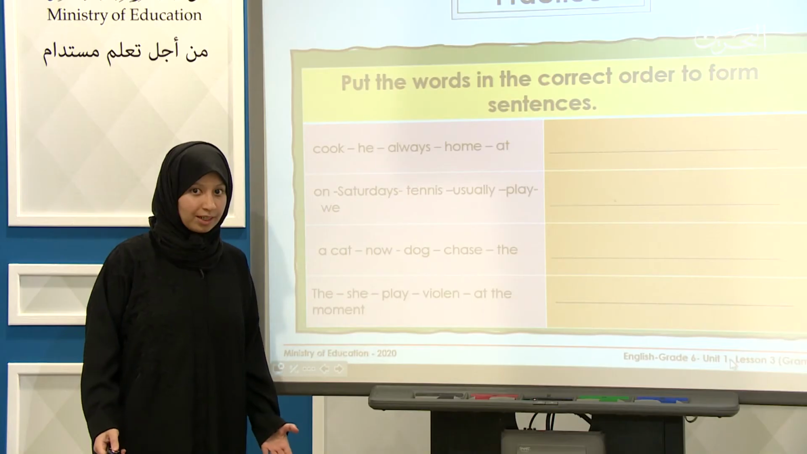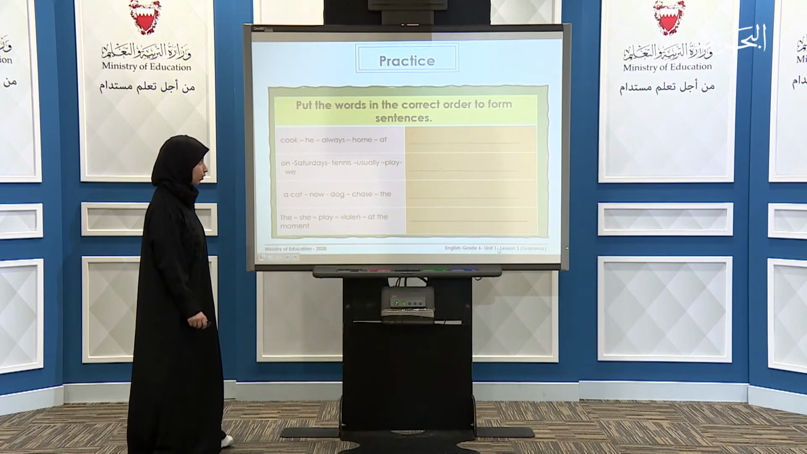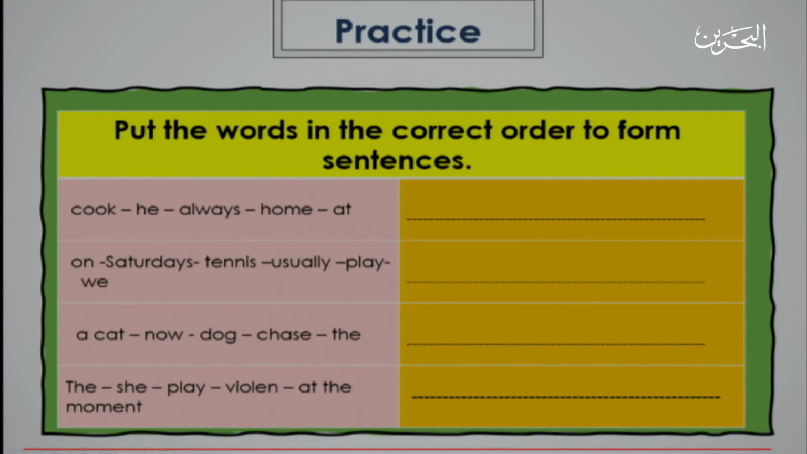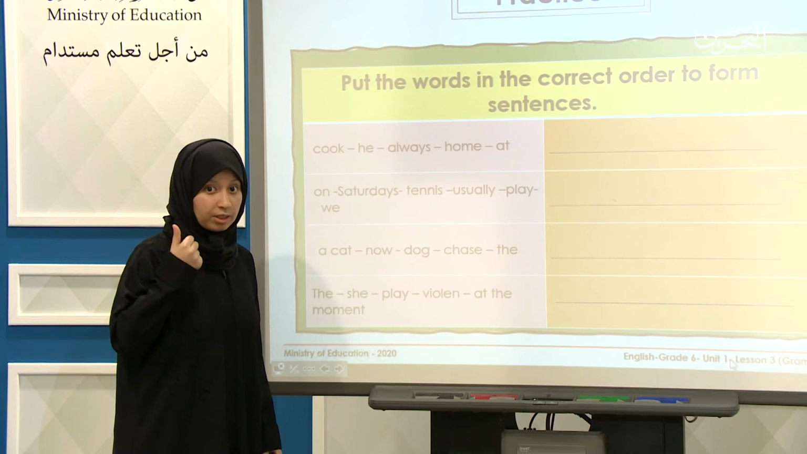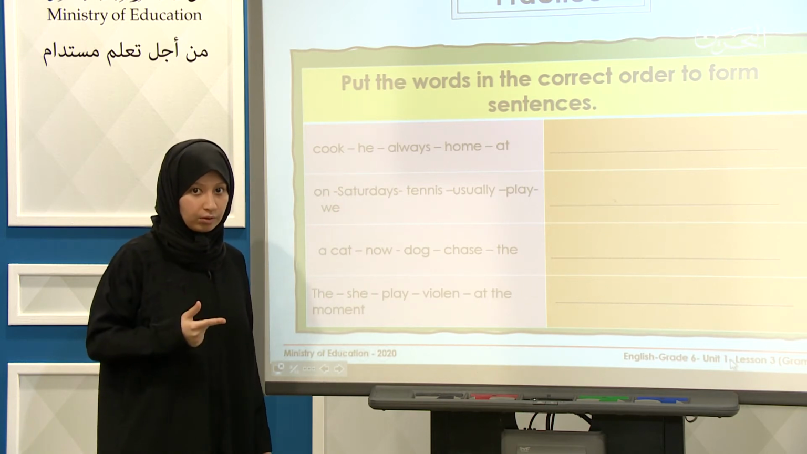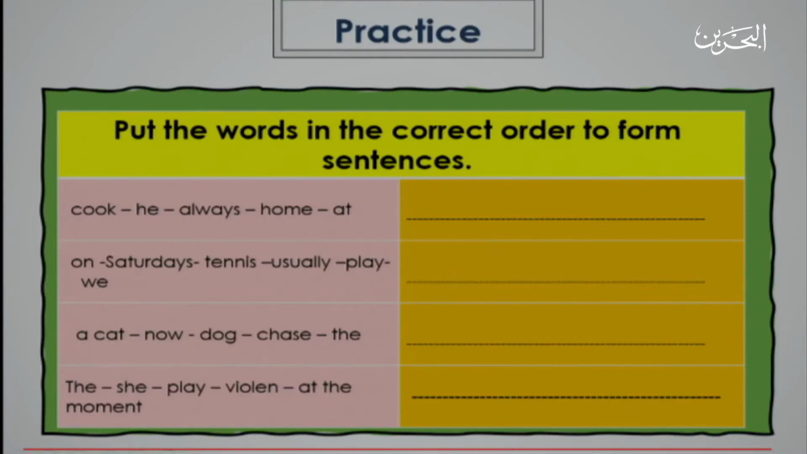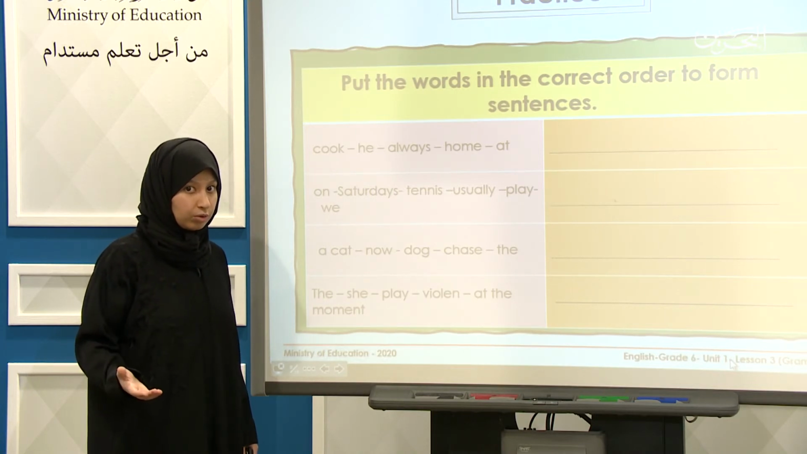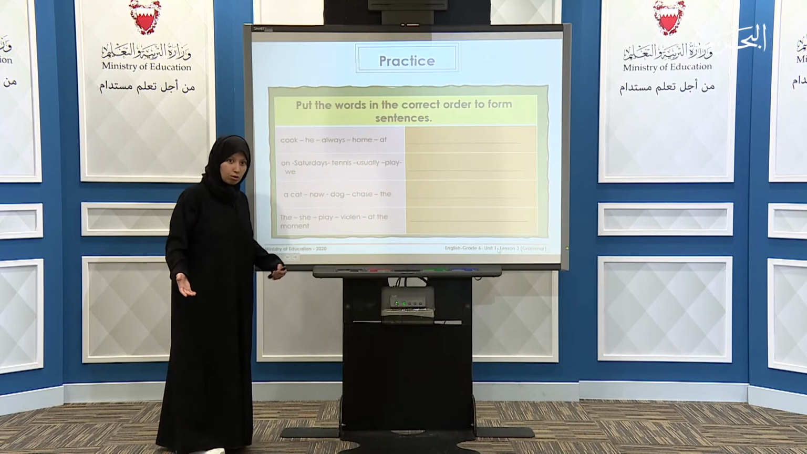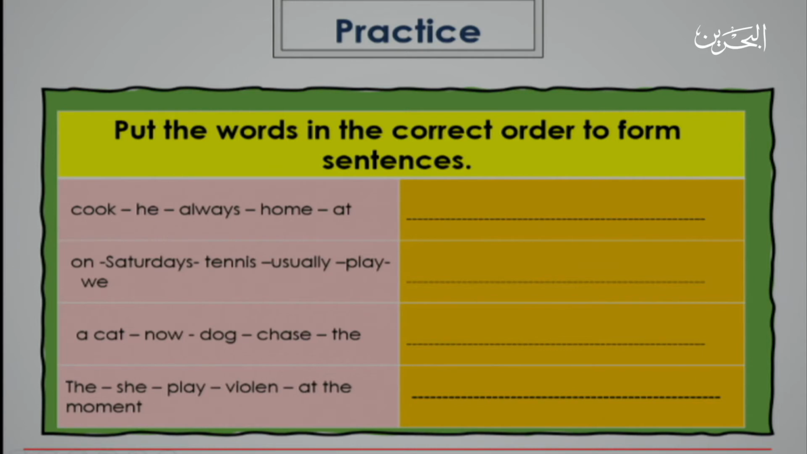It's time to do some practice. Put the words in the correct order to form sentences. Remember that we have just learned two forms: the present simple tense and the present continuous. According to the time expression which is present in the sentence, you need to decide which tense you're going to use. Is it the present simple or is it the present continuous? You have got 5 minutes to do this exercise.